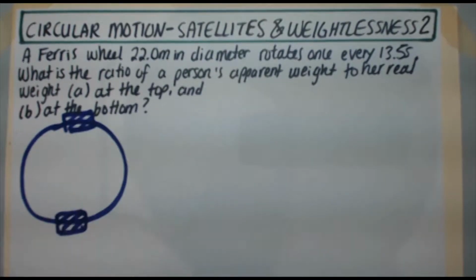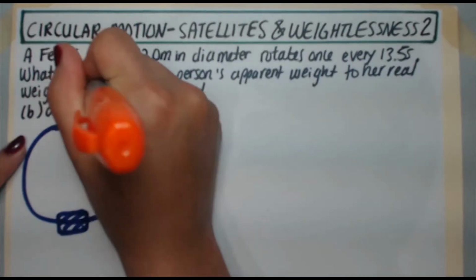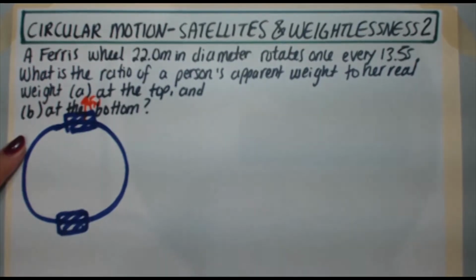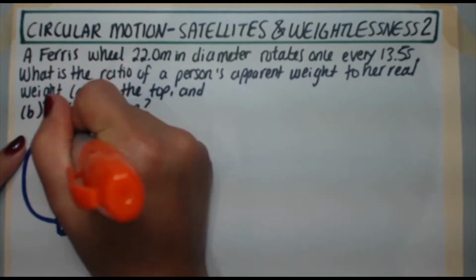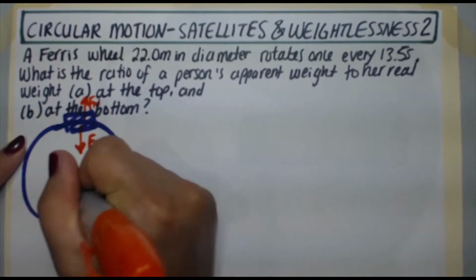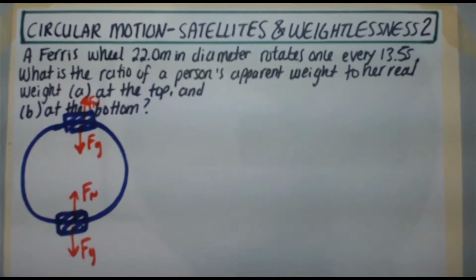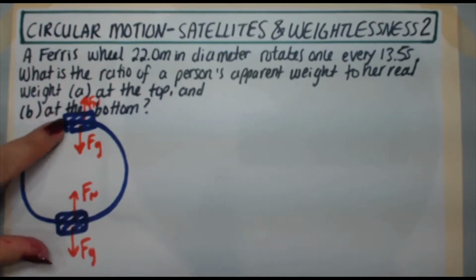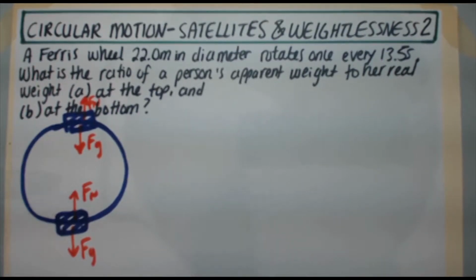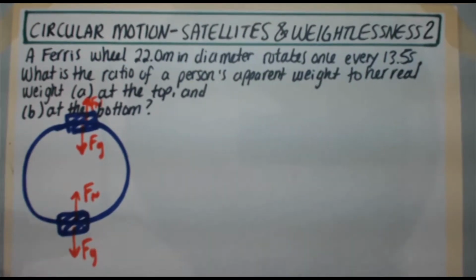Now at the top, let's look at our forces. We've got the normal force going up. I realize I'm going into the text there, but hopefully you can see the orange color. There's the normal force going up. We've got our force of gravity going down. And we've got the same situation at the bottom. We've got our normal force going up, force of gravity going down. Okay, now in the two different situations, the top and the bottom, I'm always going to let positive be the direction towards the center of the Ferris wheel. It just makes the problem a whole lot simpler.